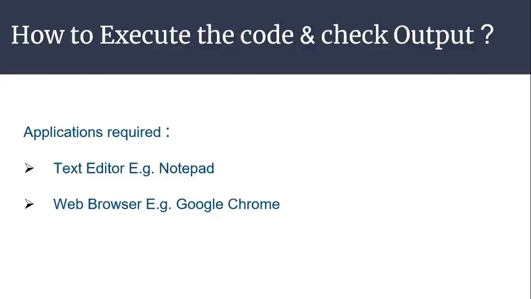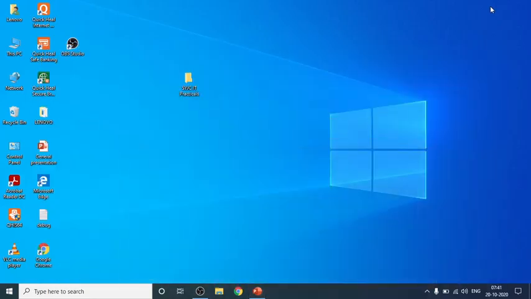So now how to execute this code and check output. So you will require two applications. First is text editor, that is Notepad, and second is web browser, that is Google Chrome. So we will see this code.